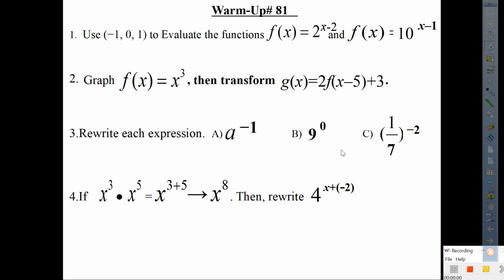So warm-up number 81, pretty much it's the same as the warm-ups that we've been working with throughout last week, continuing on today. And like I said, this week we're going to finish up with Module 8, and then we're moving on. Let's go. We're going to move on to exponential functions next week. And then from there we're getting into logarithms and all that fun stuff. Oh yes, let's go. We got this.